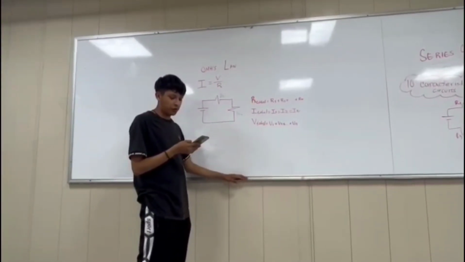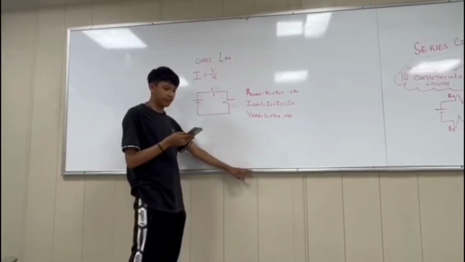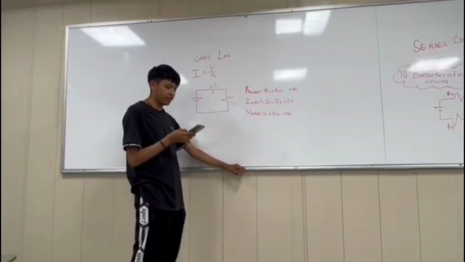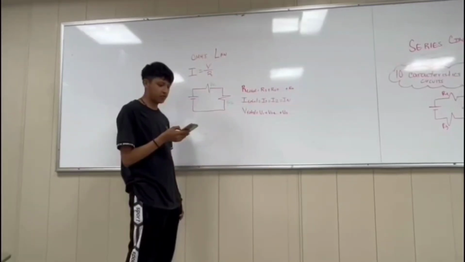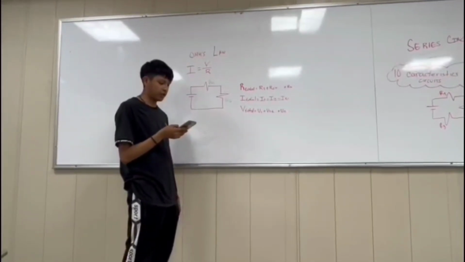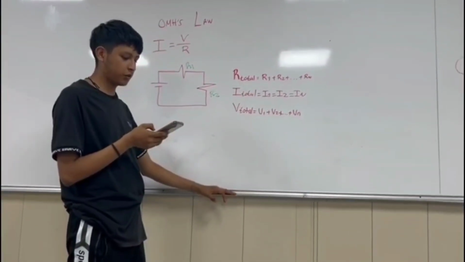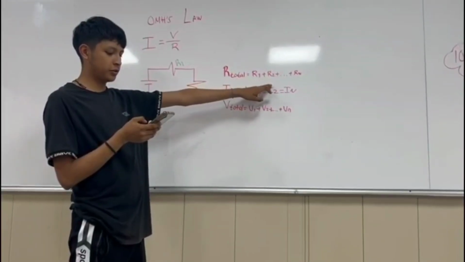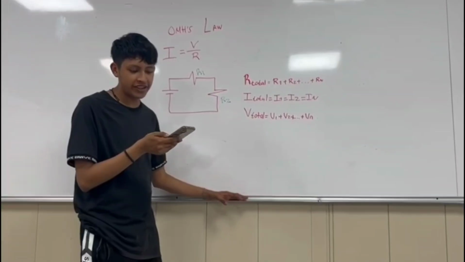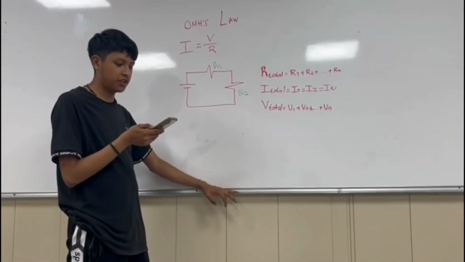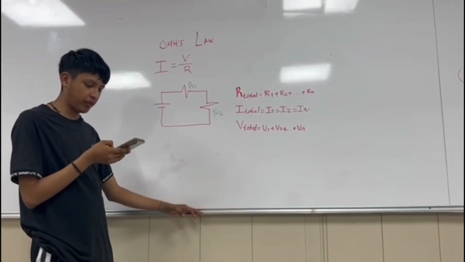Here are the basic formulas used to calculate different parameters in a series circuit. 1. Total resistance. As we have already said, the total resistance in a series circuit is the sum of all the individual resistances. The total resistance is equal to R1 plus R2 plus, and so on up to Rn. 2. Current. The current is the same in all the components and is calculated using Ohm's law.